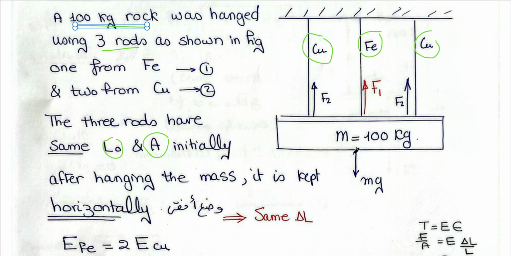the rock is kept horizontal, which means that if I start from this point and from this point, they have the same initial length, so they start from these three points. After loading, the delta L which happened in the first rod is the same as the delta L which happened in the second, the same delta L which happened in the third. Why? Because it's mentioned in the problem that it's kept horizontal.